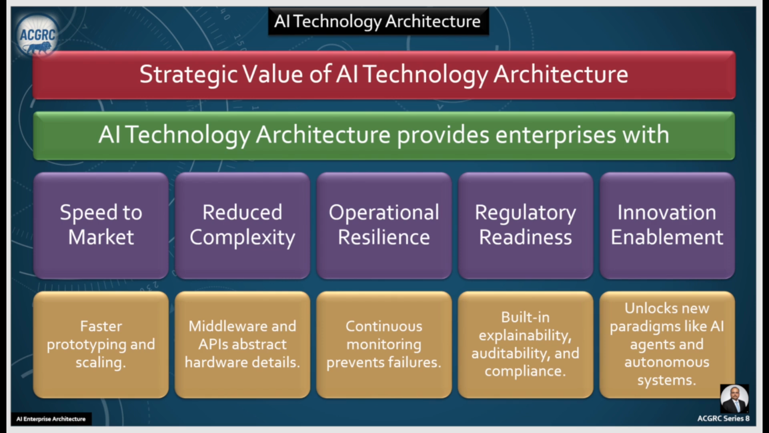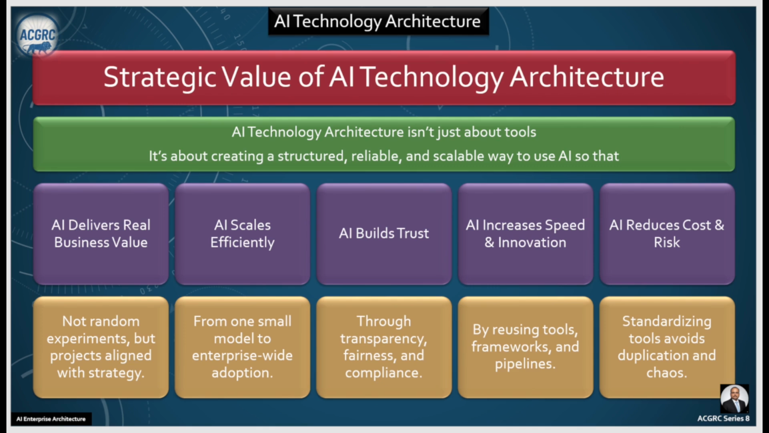Unlock new paradigms like AI agents and autonomous systems. This is your enabling for innovation. So, AI technology architecture isn't just about tools, it's about creating a structured, reliable, and scalable way to use AI so that AI delivers real business value. They're not random experiments, but projects aligned with your strategy, your organization's goal.